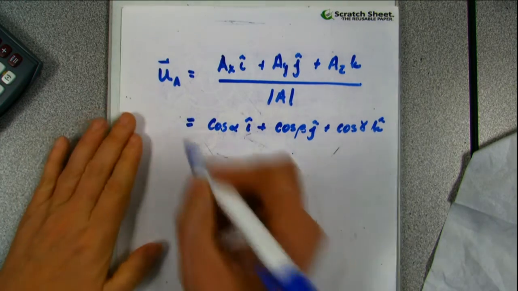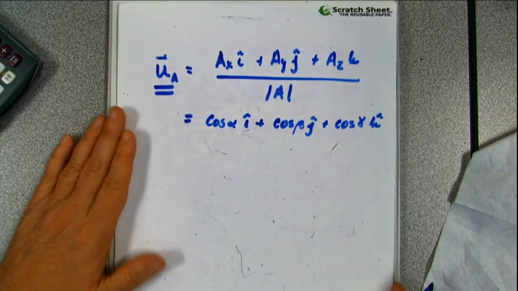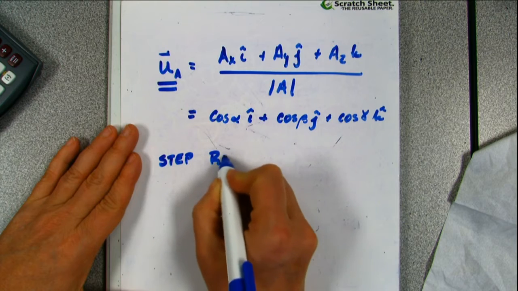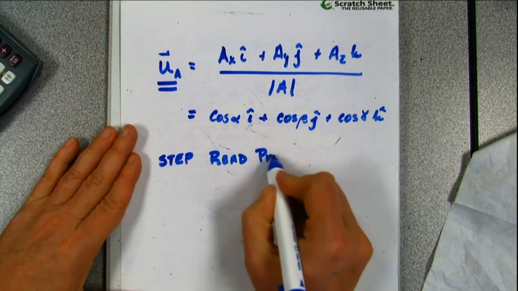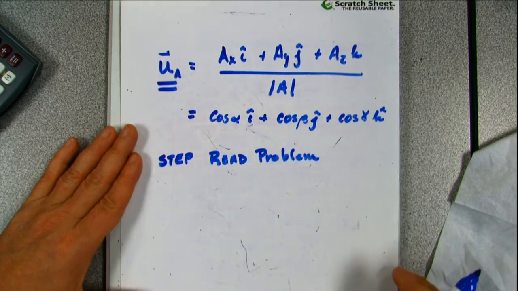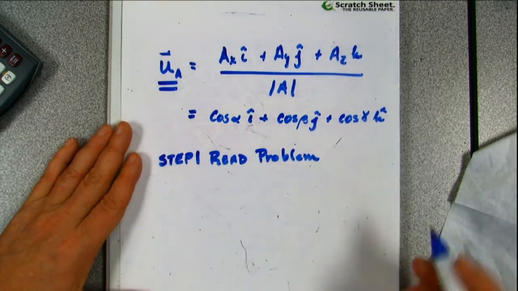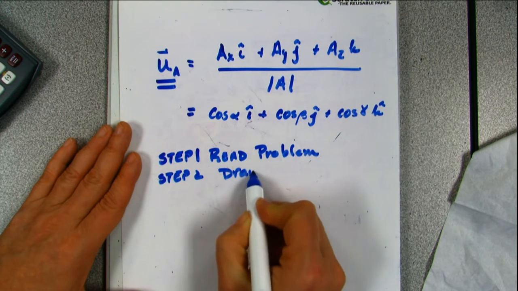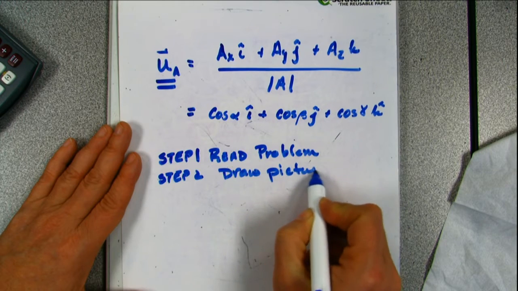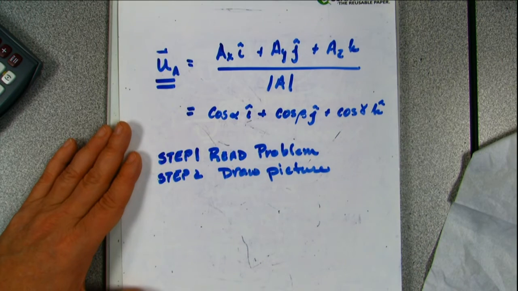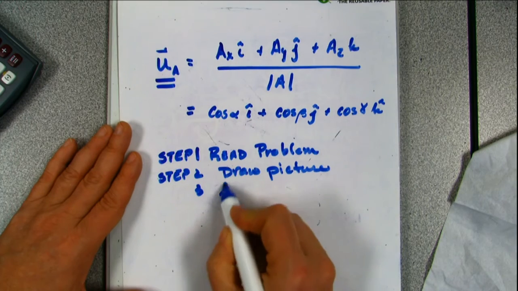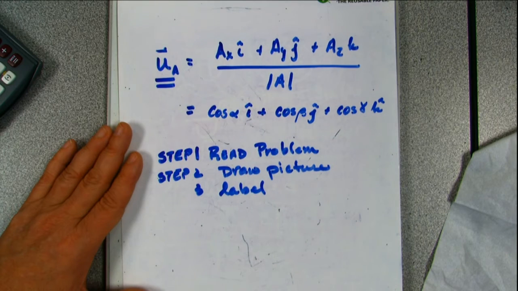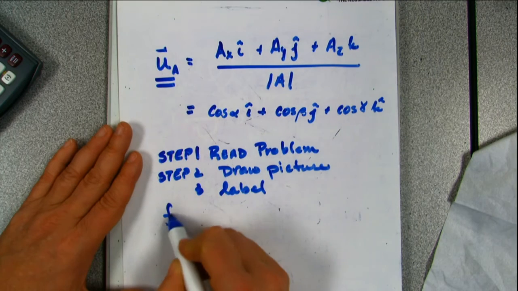I gotcha. And what's going to happen a lot of times when we're working these problems: step 1, read the problem. Step 2, draw your picture. Step 3 is label things. Now, in statics, if you don't know what to do next, find the unit vector.